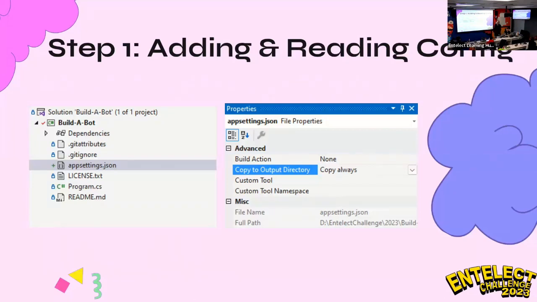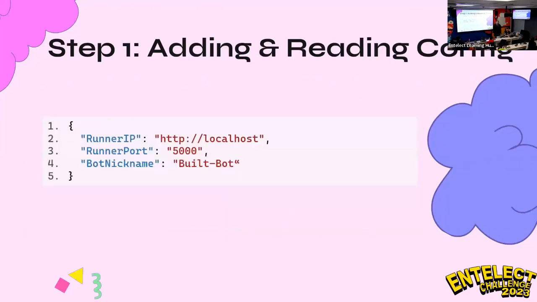Then these are basically just the contents of the appsettings file. We basically just have the runner IP, which is the host to connect to. If you are running the game engine locally, which I do recommend doing for local development, you basically can just set it to localhost. Then we have the runner port, which is set to 5000, and the bot nickname, you can name it whatever you want. It's your bot, you choose that.